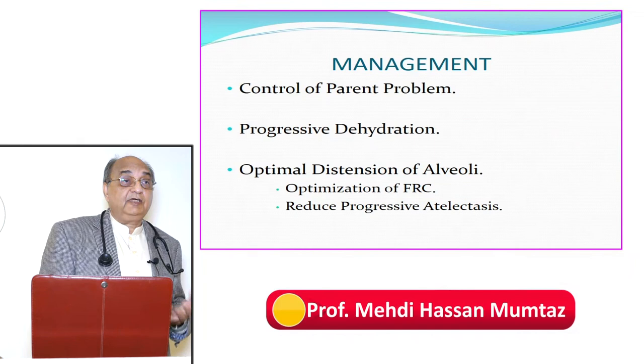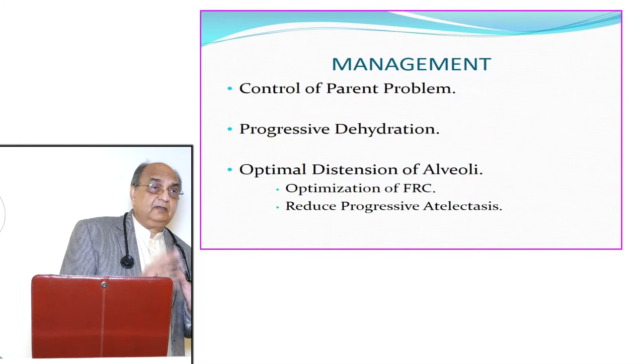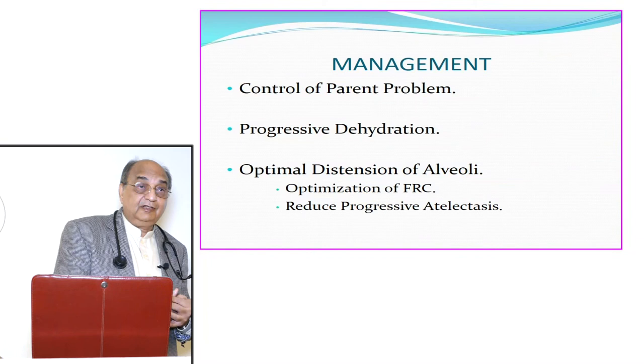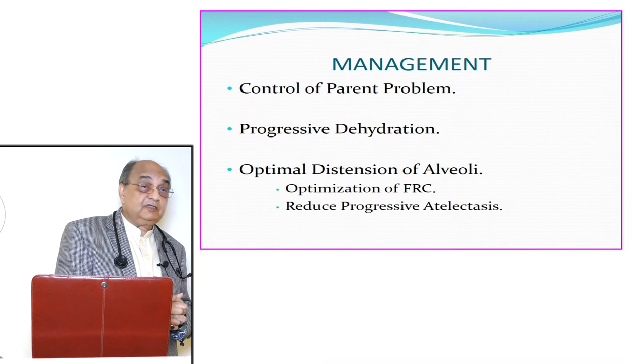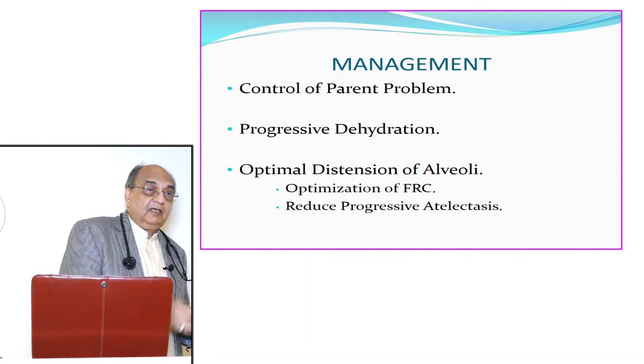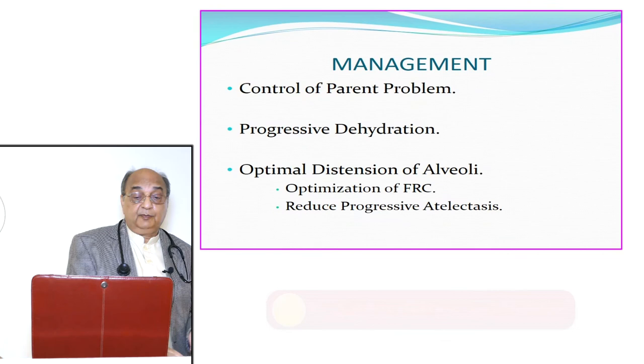You can typically see this progressive dehydration which we do in pre-eclamptic and eclamptic patients also. There are only two indications of progressive dehydration. One is ARDS and the other is pre-eclampsia, toxemia of pregnancy. In toxemia of pregnancy also, we keep the circulation normal and we extract the water which has accumulated in the interstitial and intercellular compartments.